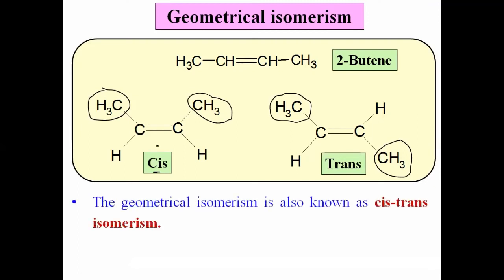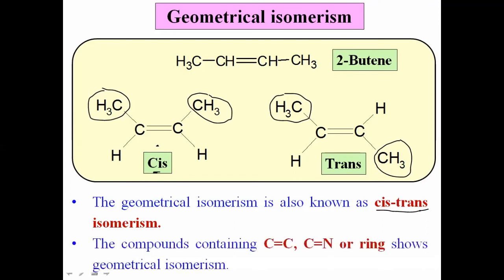Okay, and therefore geometrical isomerism is also known as cis trans isomerism, because one isomer is a cis and second is the trans. And generally, that type of isomerism is observed in compounds which having C double bond C, C double bond N, and compounds which having ring, that is cycle. Those compounds can show the geometrical isomerism. Now, this is just an introduction: what is meant by geometrical isomerism, what is cis isomer, what is trans isomer, etc.